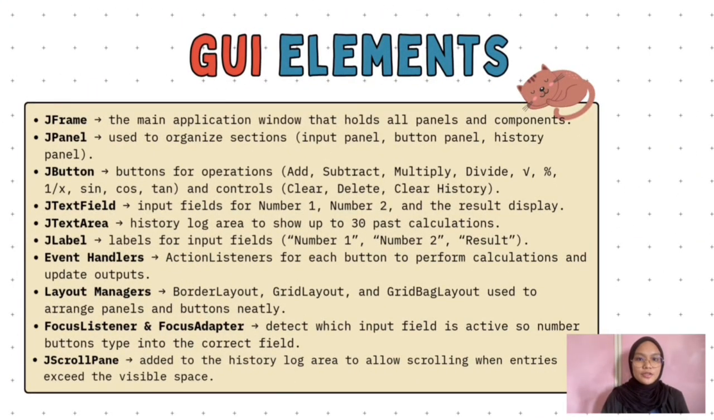Now, let's move on to the GUI elements used in our system. These are the main GUI elements used in our system. We use JFrame as the main application window and JPanel to organize different sections. JButtons are used for calculator operations, while JTextFields allow users to enter numbers and display the result. JTextArea, together with JScrollPane, is used to display the calculation history. We also use ActionListener to handle button actions and FocusListener to detect the active input field.